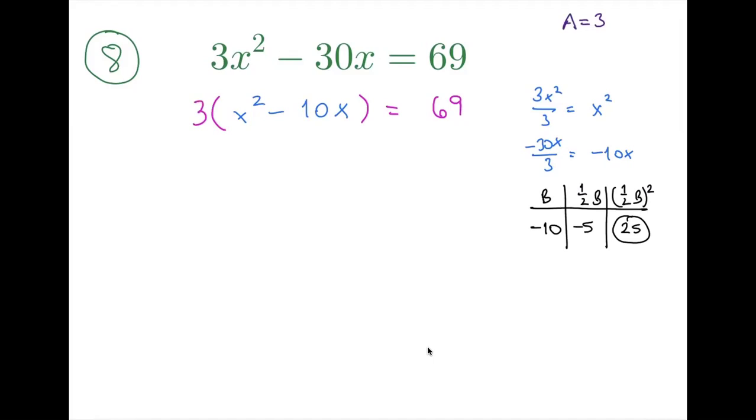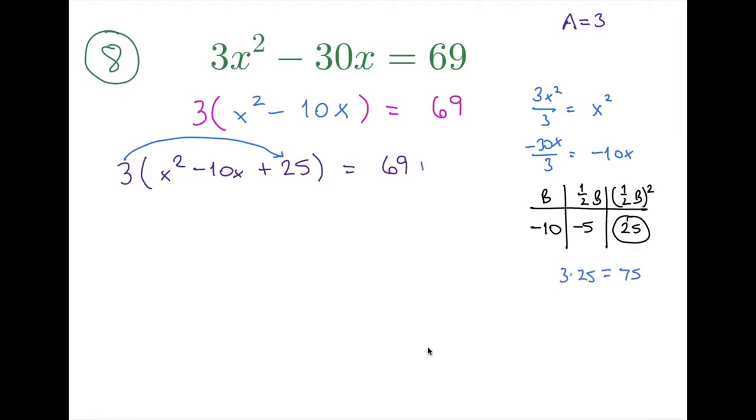So now we're going to come over here and rewrite the left side. It's going to be 3 parentheses x squared minus 10x, and then we bring in the plus 25. So plus 25 gets added, equals. On the right side, we have 69. And then because we're adding 25 inside the parentheses, remember that the 3 needs to be multiplied to this 25. And so 3 times 25 is going to be 75, which is what we add on to this side. Okay.